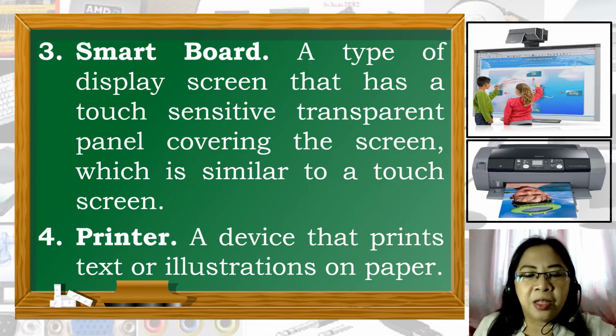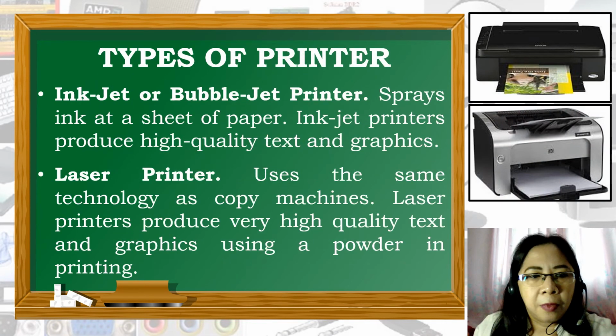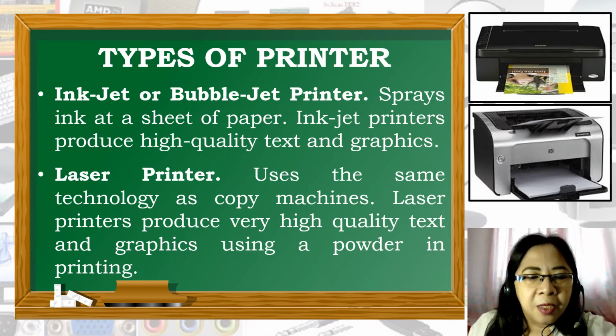Next is the printer, a device that prints text or illustrations on paper. We have different types of printer. The first one is the inkjet or bubble jet printer. It sprays ink at a sheet of paper. Inkjet printers produce high-quality text and graphics.